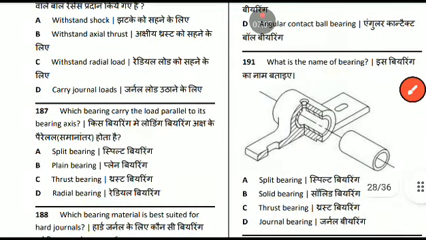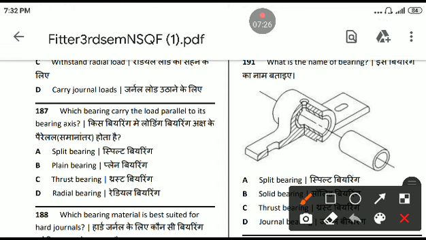Which bearing carry the load parallel to its bearing axis? Option A, split bearing. Option B, plain bearing. Option C, thrust bearing. Option D, radial bearing. Option C, thrust bearing.